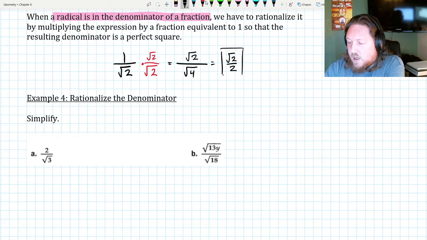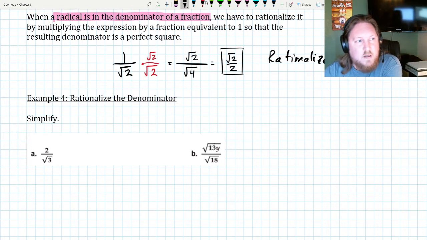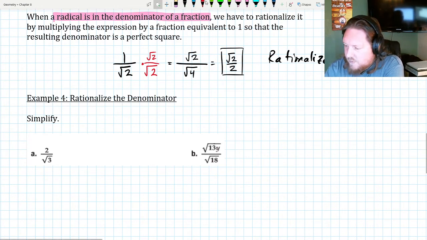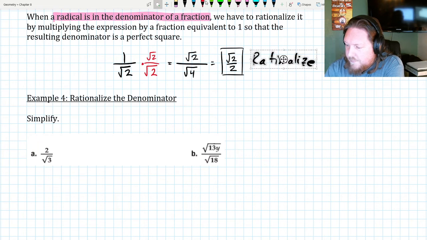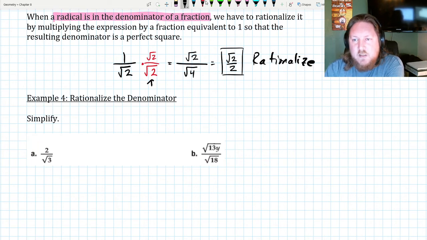And there is how I rationalize the denominator. That's what I'm trying to do there. So I'm trying to be strategic about what I multiply the denominator by to make sure that I get rid of all the radicals.